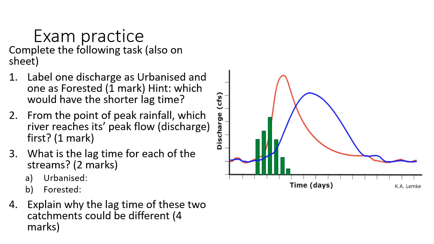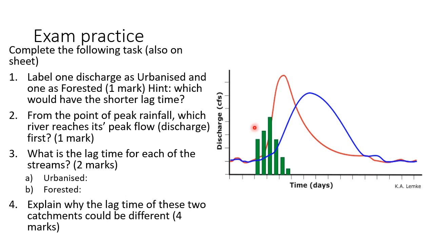Okay, well that's pretty much it. So now your job is to do some quick exam practice. Have a go at these questions. Number 1, label discharge urbanised and forest. Which one would have the shorter lag time? You've got a flashy hydrograph here and a not so flashy, a more delayed one. Which one's going to be urbanised, where all those concrete surfaces mean water gets into the river quickly, and is likely to be quite flashy? You should be able to work that one out.